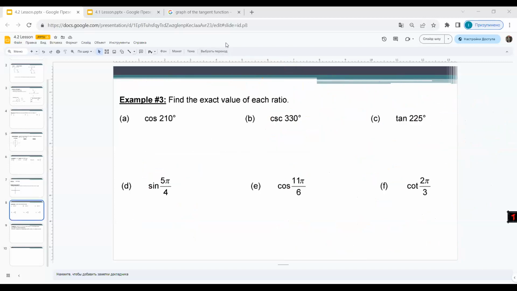And moving on to example number 3, now I would like you guys to participate a little bit. You are asked to find the exact value of each ratio, and I can see there are more of us now, and we have exactly 6 questions here. So we can assign each question to each one of you. Let's say Ahmad gets A, Hala gets B, Mo gets C, Muhammad gets D, and Safa, let's go with E. We'll keep cotangent outside for now.